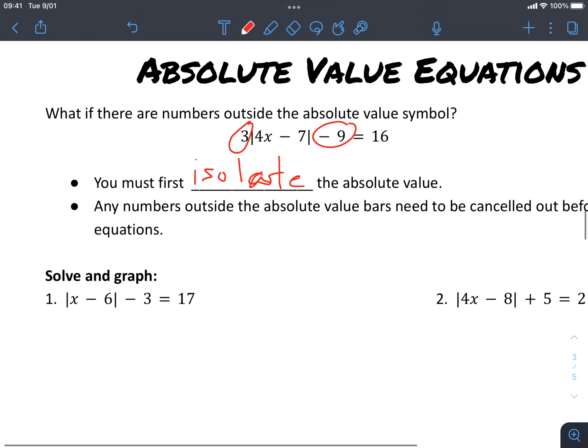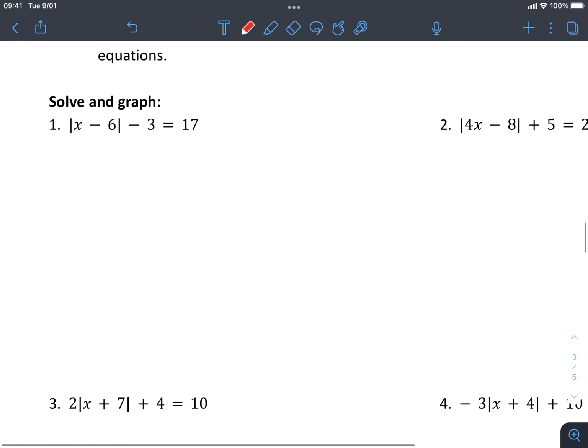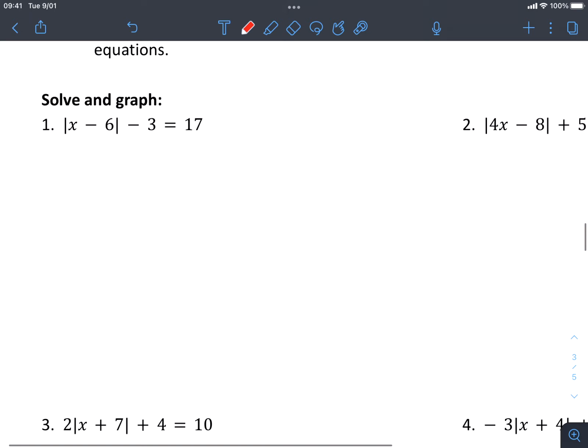So we're going to get some practice with that. And to do that, we're going to use our properties of equality, right? What we do when we solve equations, we always do the opposite operation in order to undo what is there. So in this first example, I need to get rid of this -3. It's in the way of my absolute value being by itself.